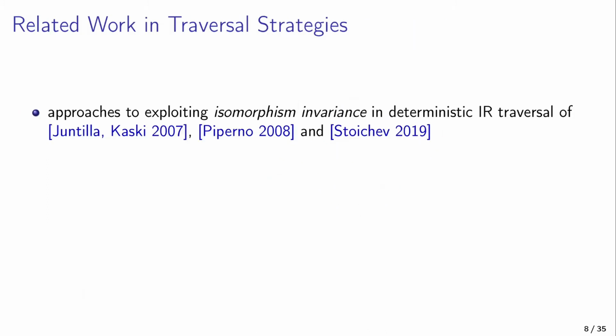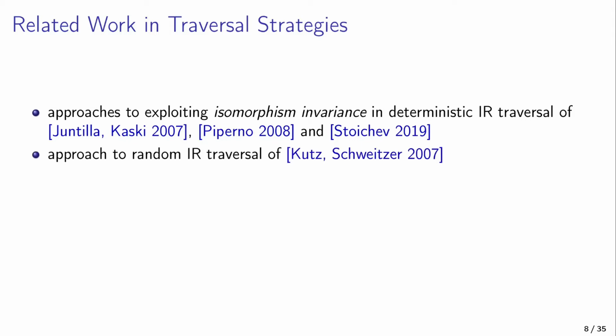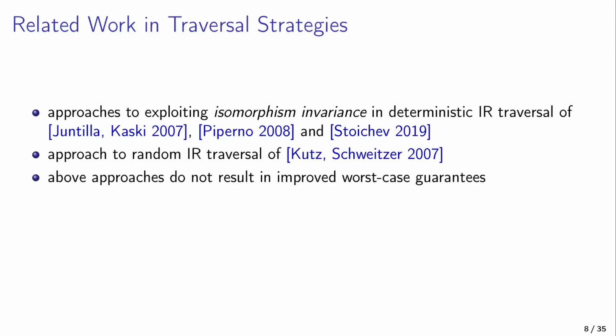But even beyond Traces, there have been some attempts to improve traversal strategy. For example, there are strategies that try to exploit so-called isomorphism invariants, which I will talk more about later, even for depth-first search. Another example is a randomized IR algorithm called Screwbox, which exploits random paths of the IR trees, which I will also talk more about later. What all these attempts have in common is that the techniques are rather used as heuristics and not to improve the worst-case bounds of the involved strategy.